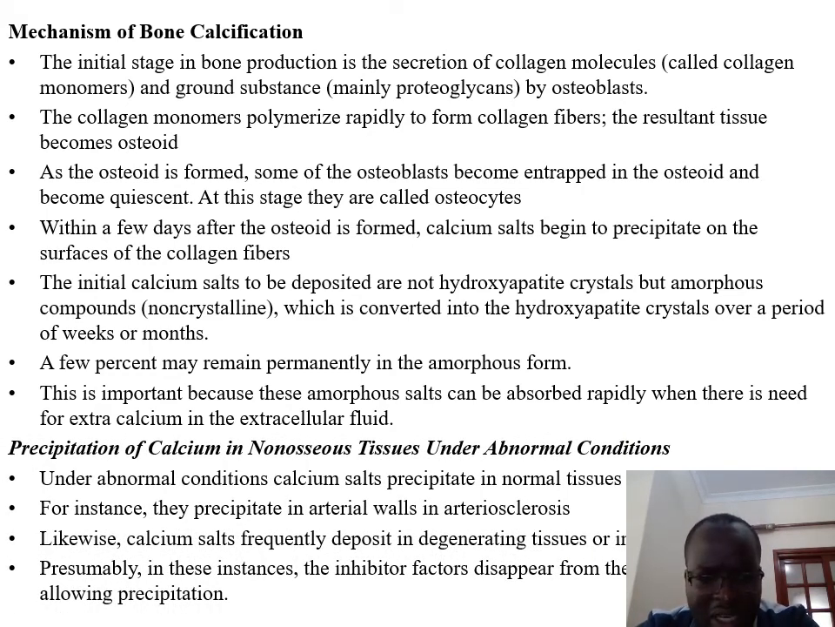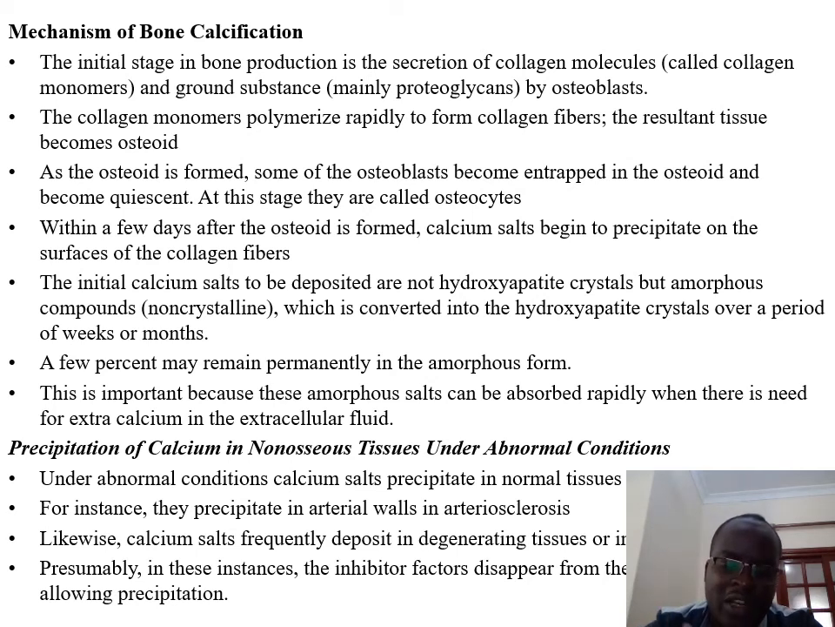Precipitation of calcium in non-osseous tissues under abnormal conditions. I also mentioned that when there is necrosis or blood clots, you can have calcification of hydroxyapatite, because now there we have less of pyrophosphates that will inhibit precipitation. So precipitation can take place there. Under abnormal conditions, calcium salts precipitate in normal tissue besides bone. For instance, they precipitate in arterial wall in arteriosclerosis.